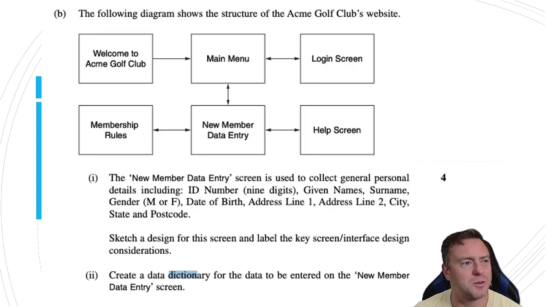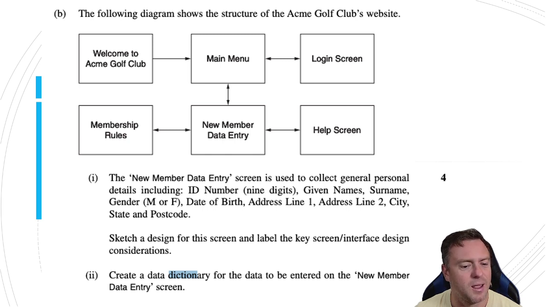Another one that's a little bit more complex. So the following diagram shows the structure of Acme's Golf Club's website. So welcome to Acme Golf Club. It's got a menu, then a login, then the membership rules, the new member data entry, and then a help screen. A new member data entry screen is used to collect general personnel details, including ID, given names, surname, gender, date of birth, and so on. Sketch a design for this screen and label any key interface designs.